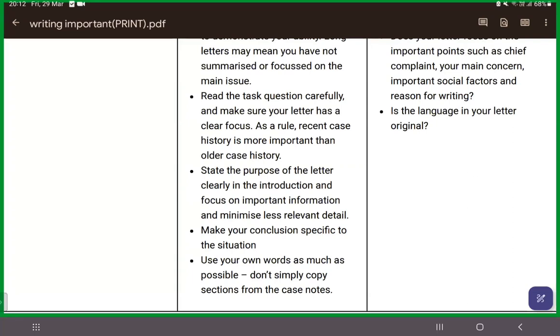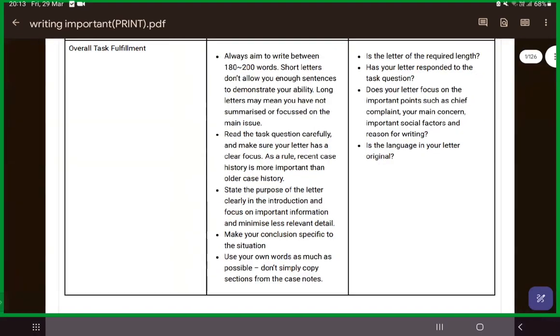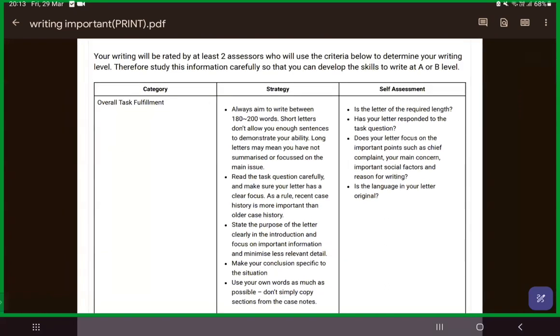Next one, use your own words as much as possible. Don't simply copy sections from the case note. We know that they will keep some kind of hint points in the case note, so don't copy directly from the case note. Always frame your own sentences. That is the strategies for the overall task fulfillment.